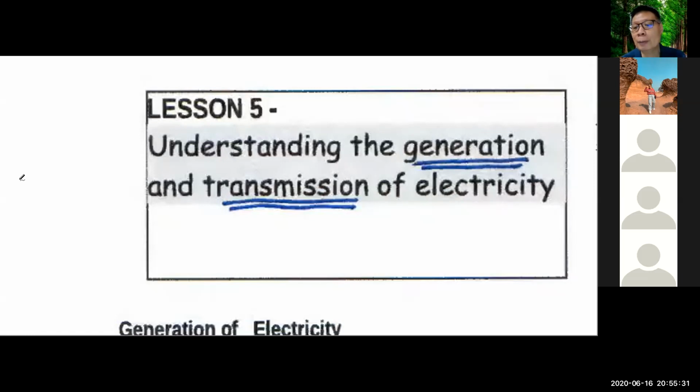Do you know where the power station in Malacca is? Where is it? Where is the power station of Malacca that generates electricity? You know or not? Where is it? I don't know.